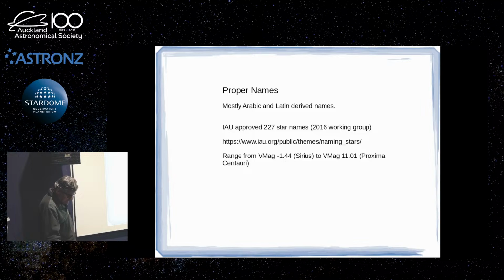And for visual magnitude, the named stars range from Sirius, which is Vmag minus 1.44, and I'll get to explain a bit more about visual magnitude as we go along. But you notice that Proxima Centauri is a named star, but it's magnitude 11. You can't see it with the naked eye. In fact, you need a fairly decent telescope to see down to magnitude 11. So you wonder, well, why has that been given a name? Well, it's just purely because it's the closest star to our solar system.